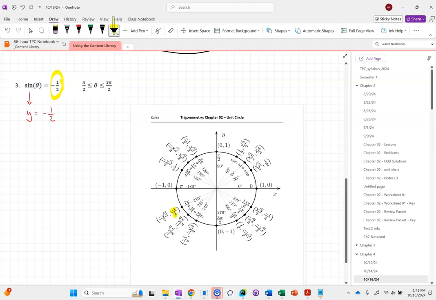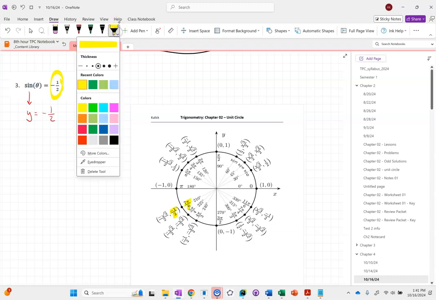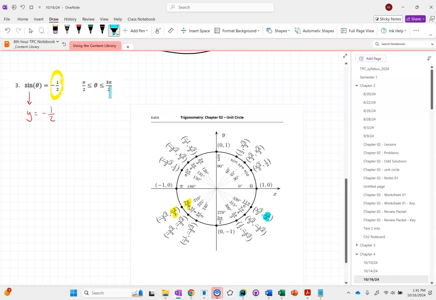So I see y equals negative 1/2 here at 7 pi over 6. And then I see it is equal to negative 1/2 here at 11 pi over 6. So far, so good. Now I just need to check to see if either of these answers work.